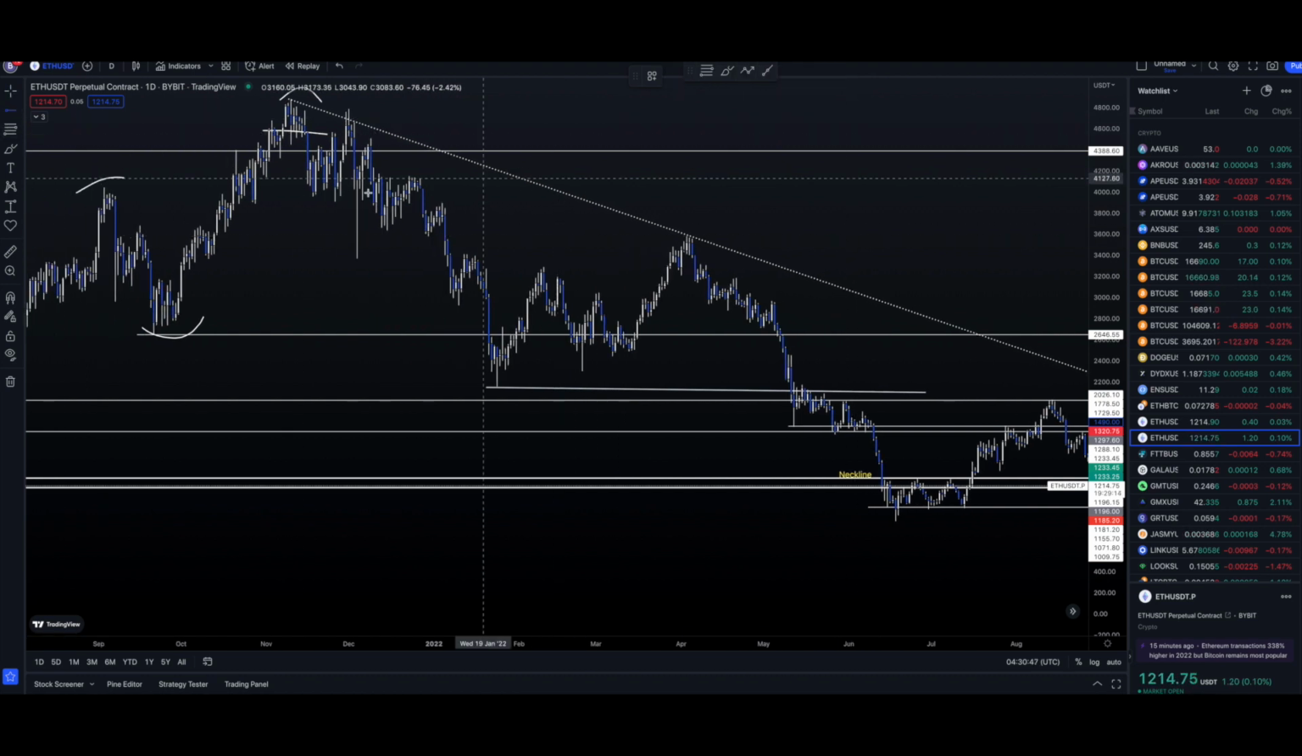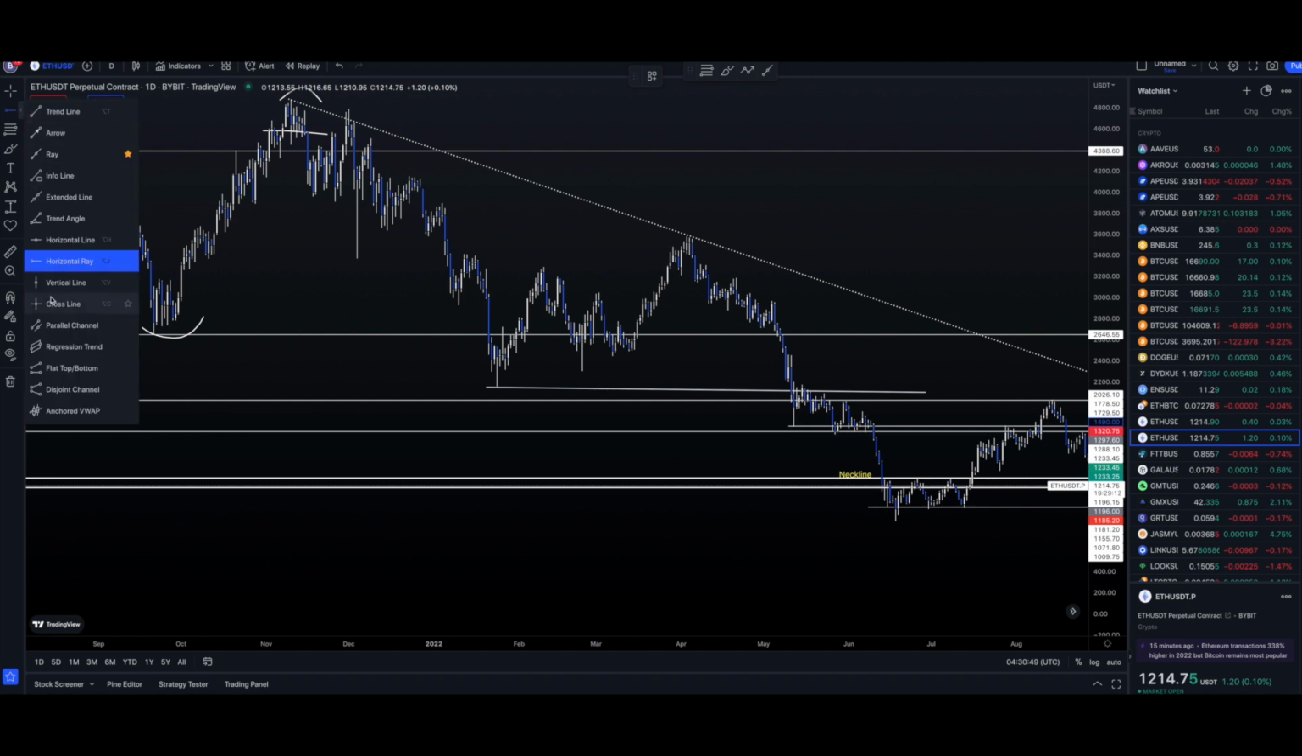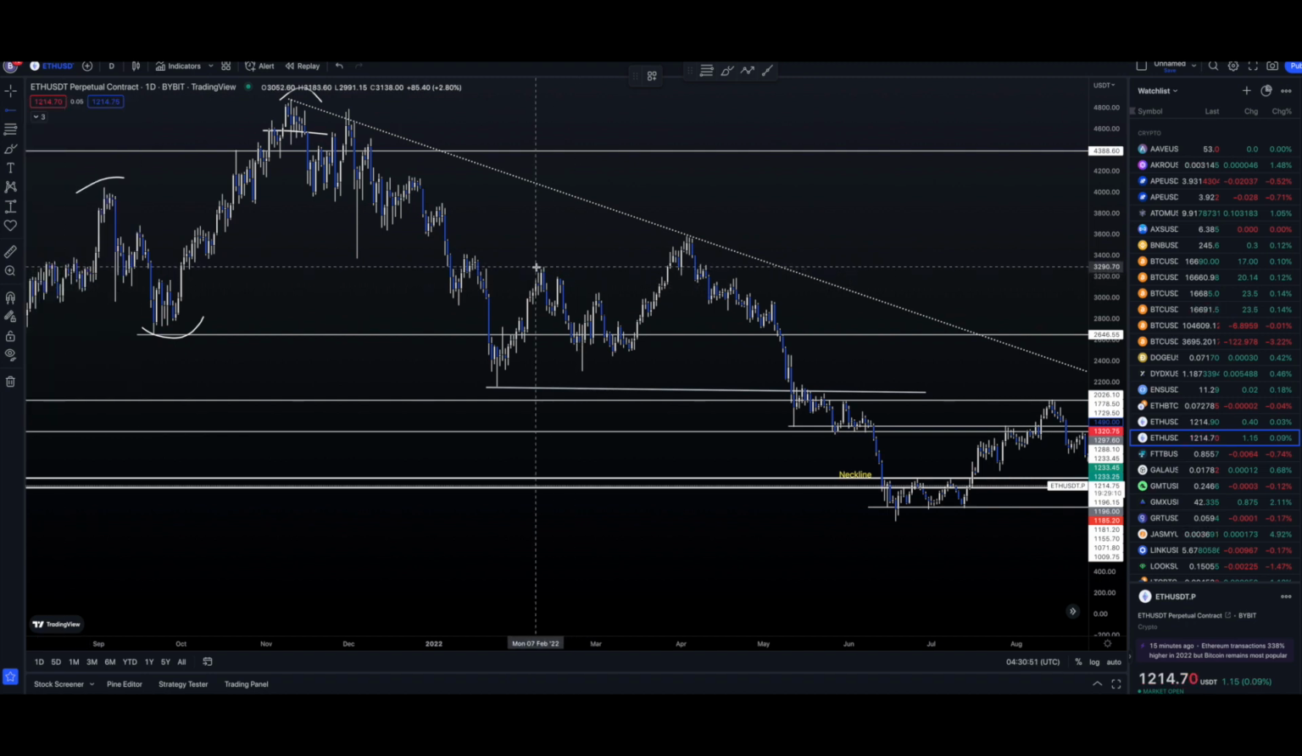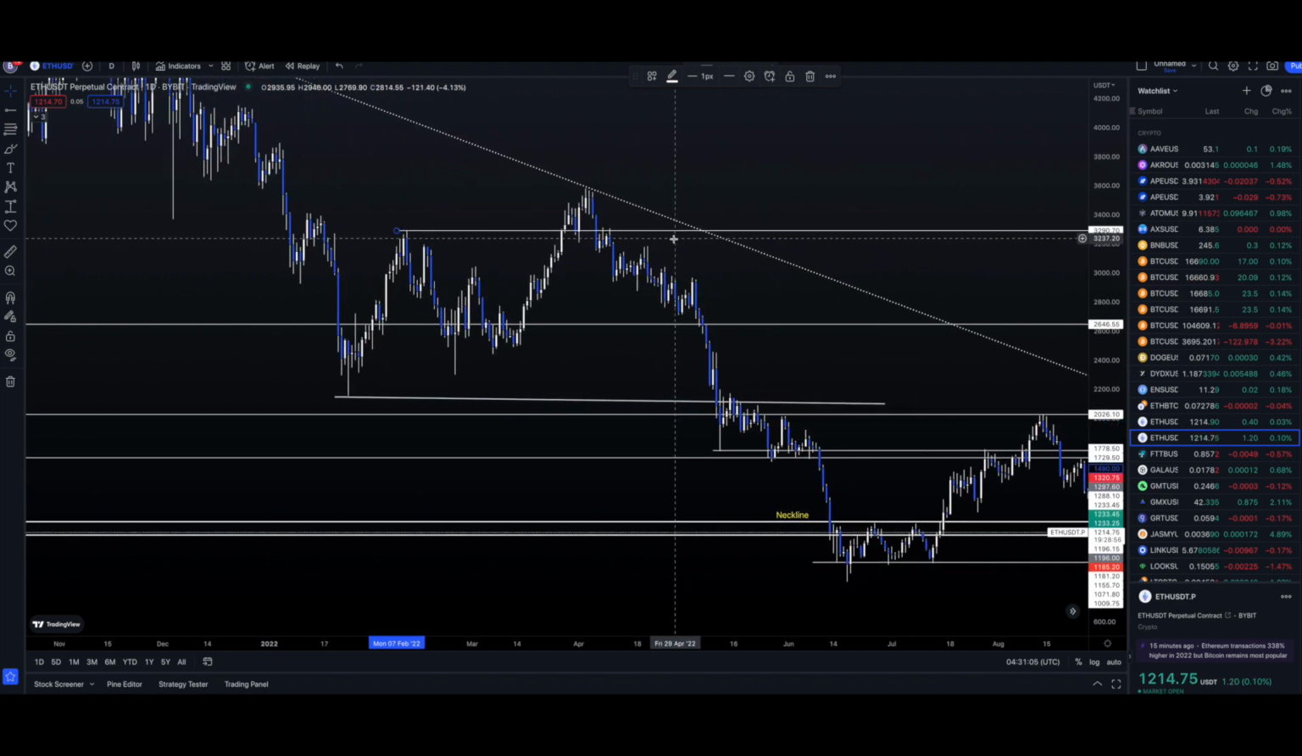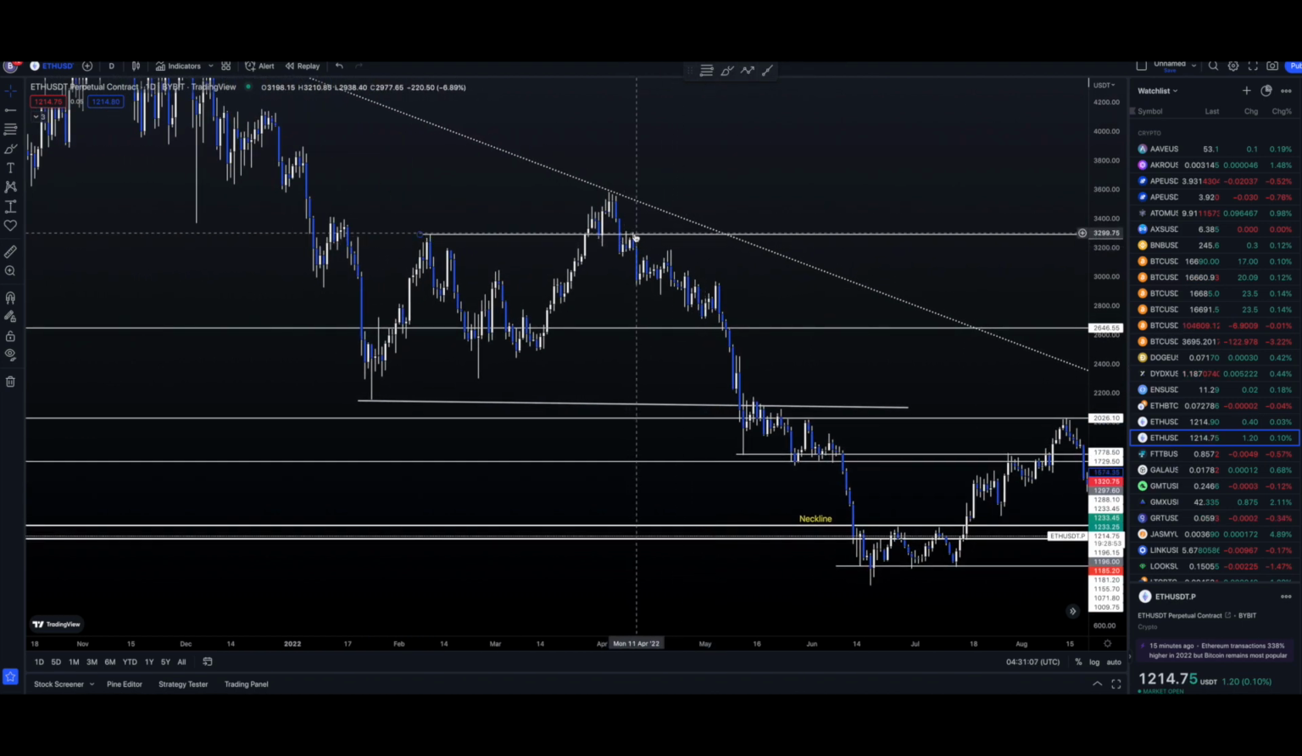And you'll just basically take your tool here. I like to use the horizontal ray right there. So we know that's our resistance, 32.95. Price briefly traded above, rejected this trend line I have going on, and went back below, started treating the level as resistance again, and that's your short trigger.